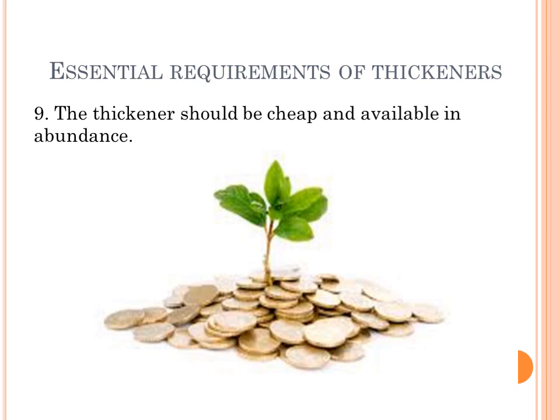It should be available in abundance. Sufficient thickener should be available in the market for industrial purposes so that we can have a constant print economy. If the demand and supply ratio is not met, there are chances that the print economy may get affected accordingly. So this is the essential requirement that the thickener should be cheap and available in abundance.